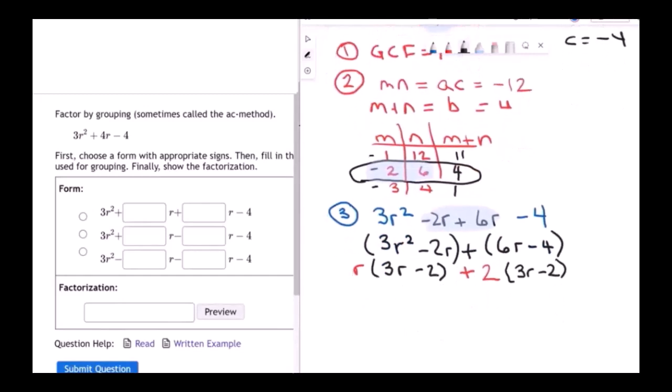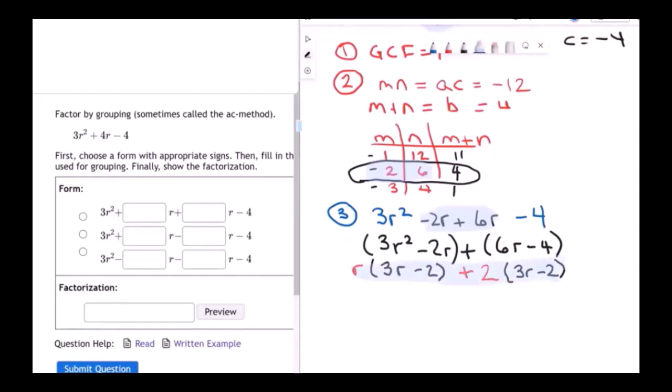Now, what do I do? I need to look and see if I have a greatest common factor down here. It's 3r minus 2. Don't they have 3r minus 2 in common? And then, what do I have left? R plus 2. That is what goes here. That's the factorization.